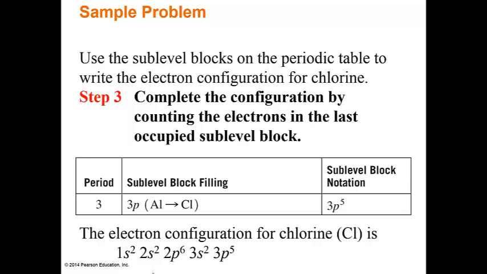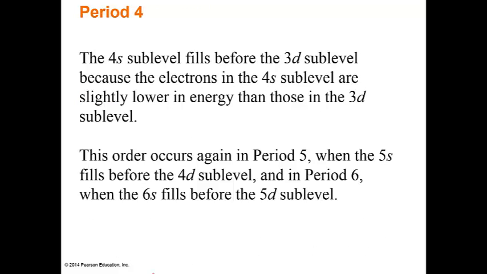And while it's based on the number of protons, as long as we're not talking about an ion, it would be equivalent electrons to the protons. So the 4s sublevel fills out before the 3d sublevels because the electrons in the 4s sublevel are slightly lower energy than those in the 3d sublevel. This order occurs again in period 5 when the 5s fills before the 4d sublevel, and in period 6 when the 6s fills before the 5d sublevel. That's why we drop down by 1 sublevel when we get into those transition elements that are dealing with the d suborbitals.